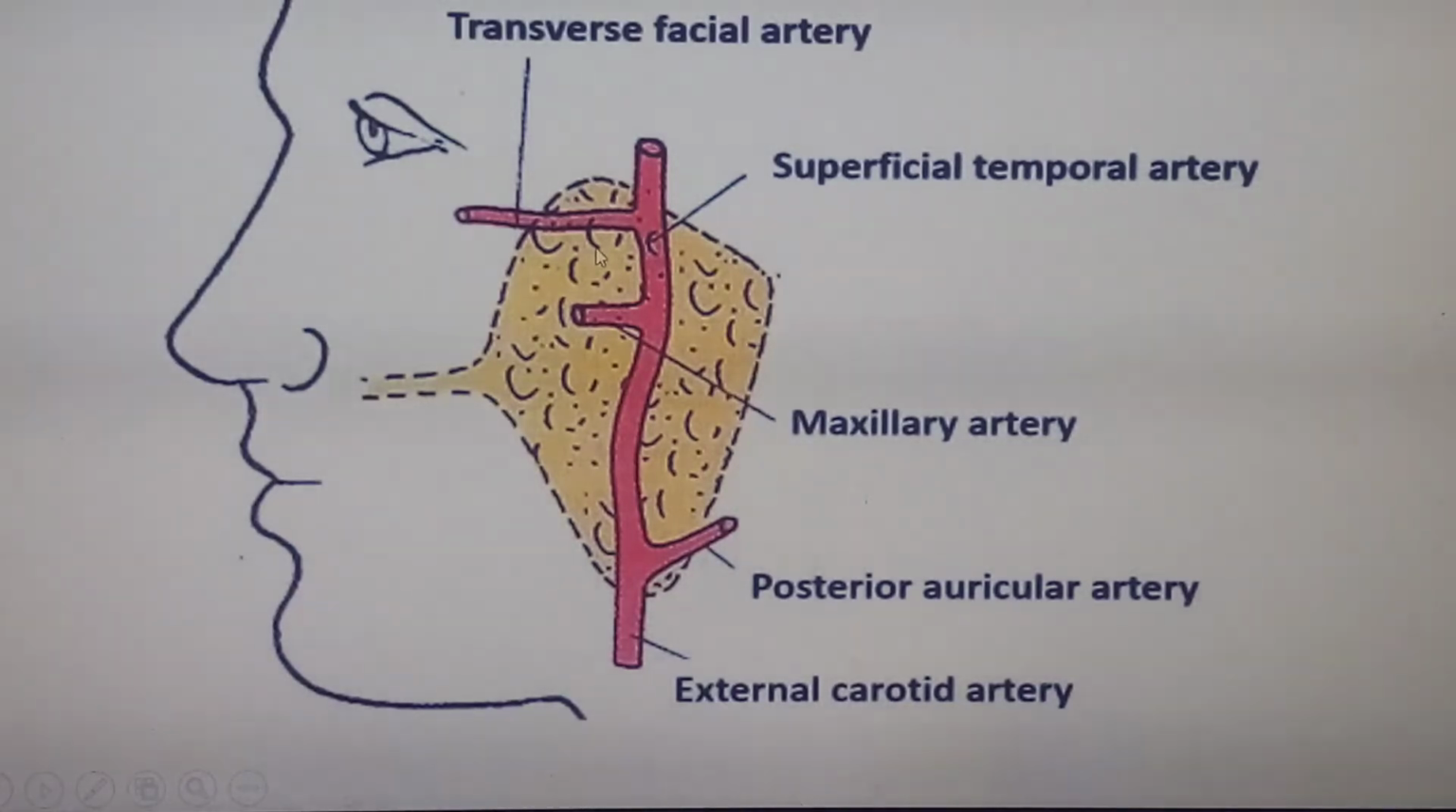So in terms of arteries, we can talk about the external carotid artery itself, the posterior auricular artery, the maxillary artery, the superficial temporal artery, and of course the transverse facial artery. So in all, about five arteries run through the substance of the parotid gland. That is why during parotid gland surgery, care must be taken so that we don't cause injury and severe bleeding to the area, because these are liable to get injured.